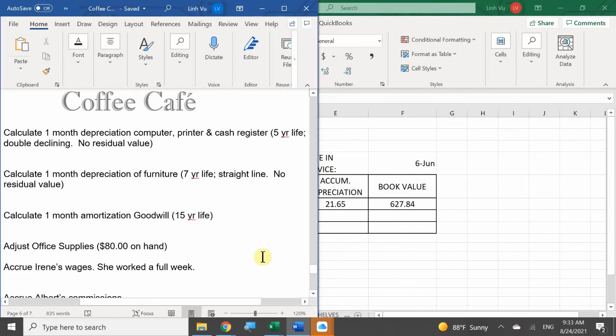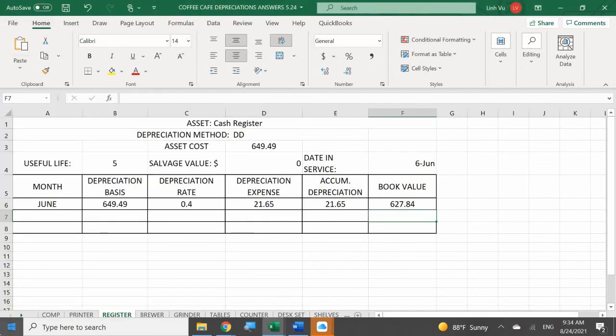Then it tells you to calculate 1 month of depreciation for furniture. All furniture is going to be 7 years of life, straight line with no residual value. Furniture, as we know, consists of the tables and chairs, the counter, the desk, and the shelves. We're going to take the rest of the items, but this time it's going to be 7 years of life and no residual value, and it's straight line.